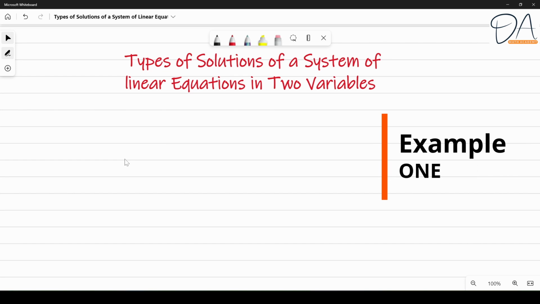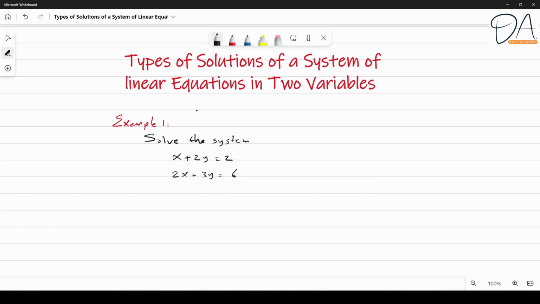Okay, so our first example. We are trying to solve the following system: x plus 2y equal to 2, and 2x plus 3y equal to 6. Let's call this equation 1 and this equation 2.